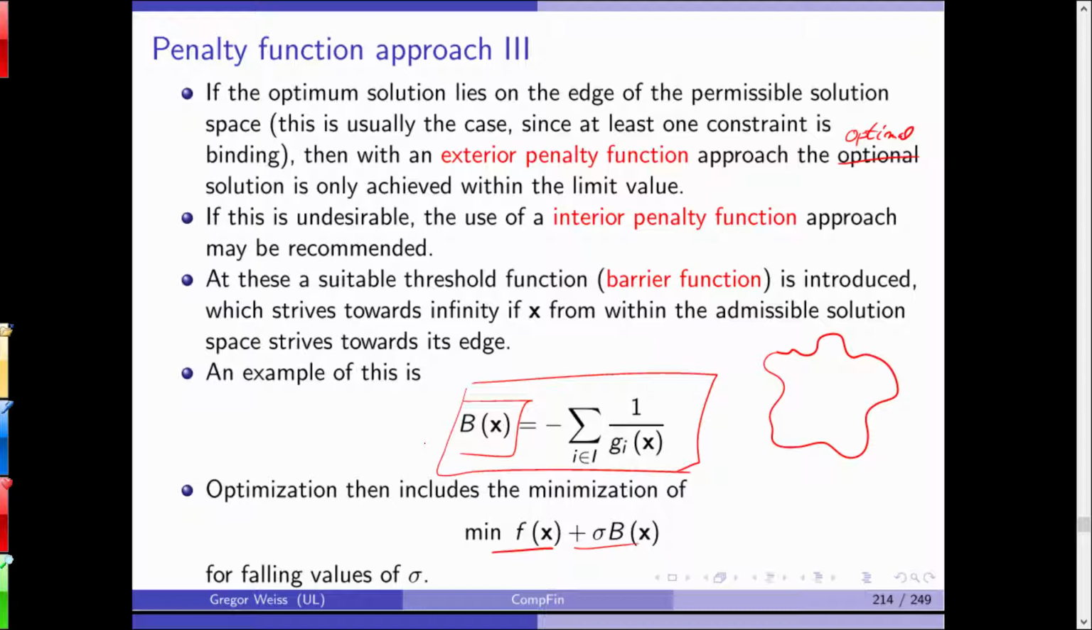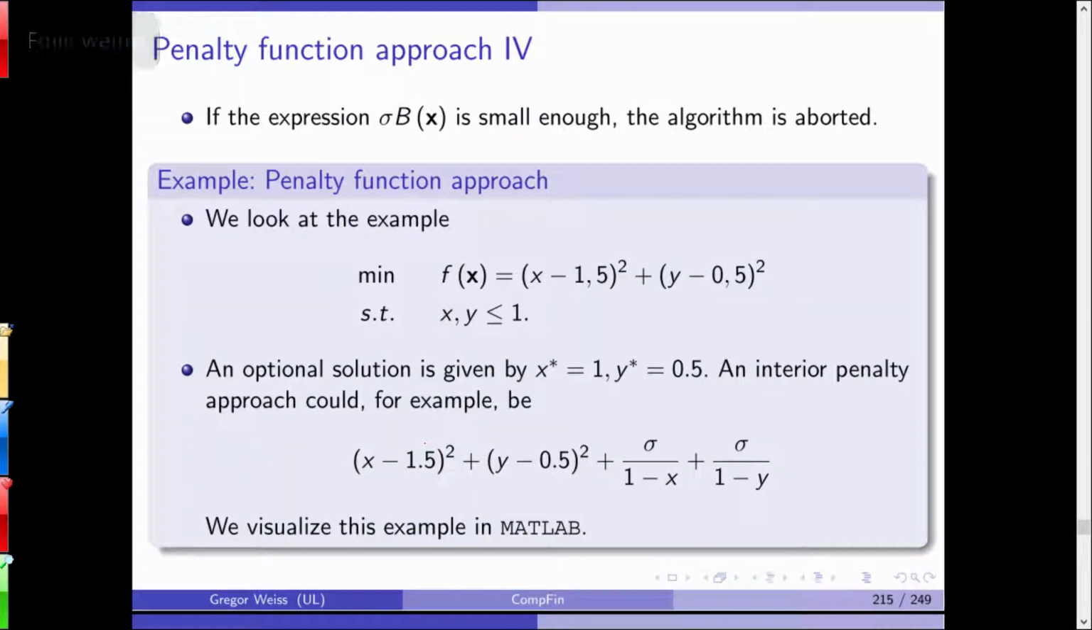So what you do is, you increase, for example, sigma, and you signal to the algorithm, okay, you're still violating some of the constraints by a little bit, but you need to move away from this. Then you increase sigma, you punish it with a higher sigma, and the algorithm is supposed to move away from this violation of the inequations and of the constraints. Now, if the expression sigma times b, this penalty term, is small enough, or in the best case close to 0, the algorithm is aborted.